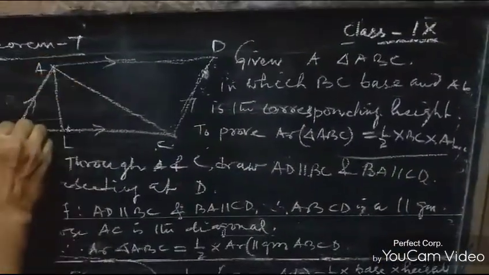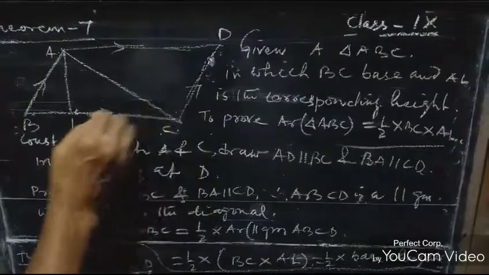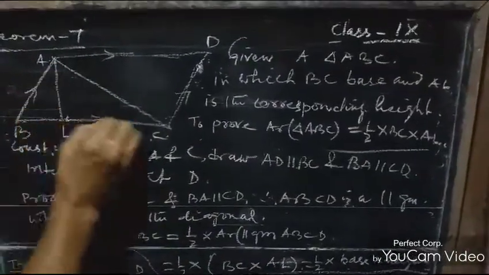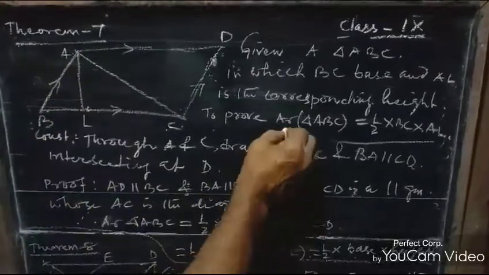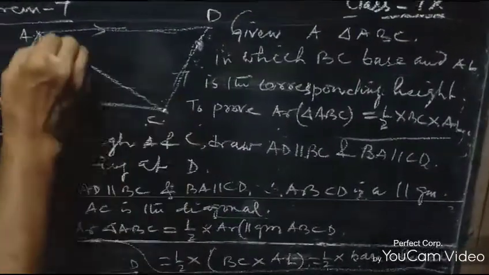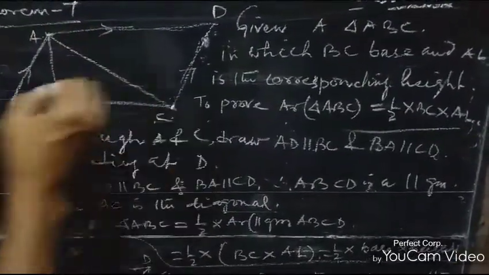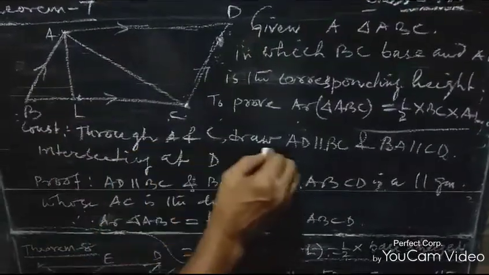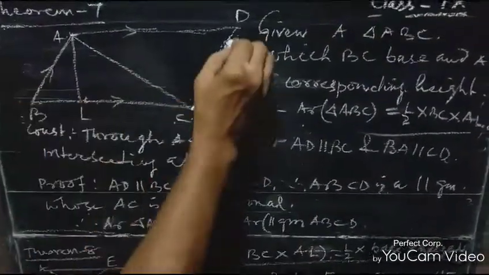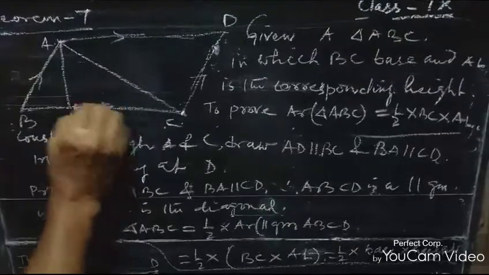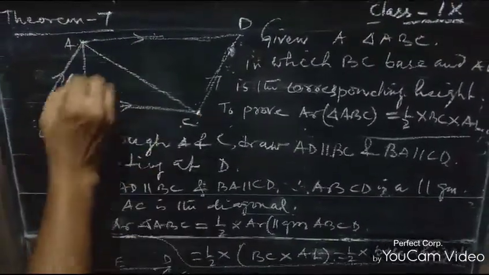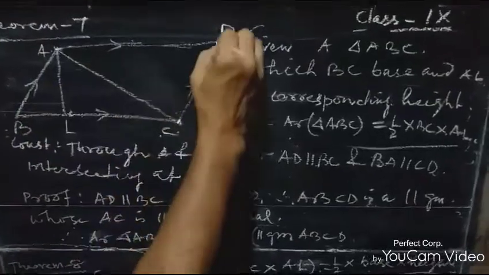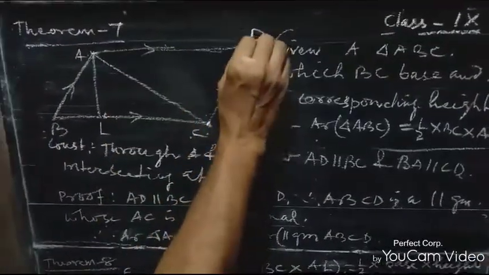See, this is triangle ABC. We need to prove that the area of this triangle ABC will be half base into height. Now construction. Through A and through C, we are drawing AD parallel to BC and BA parallel to CD, which intersect at point D.